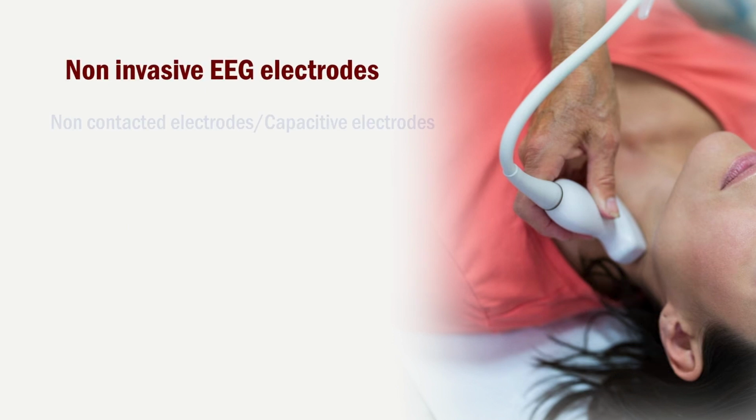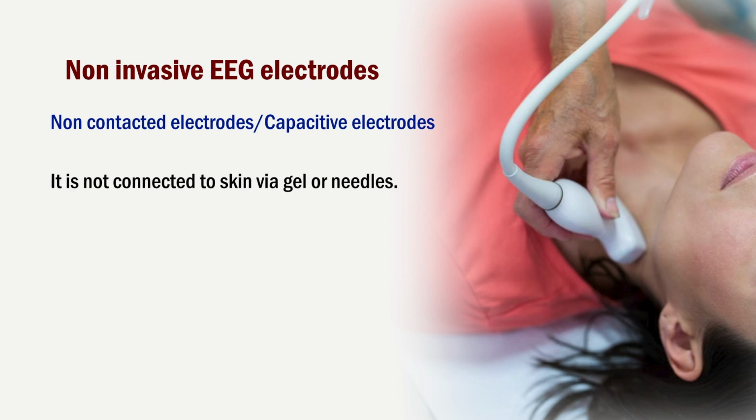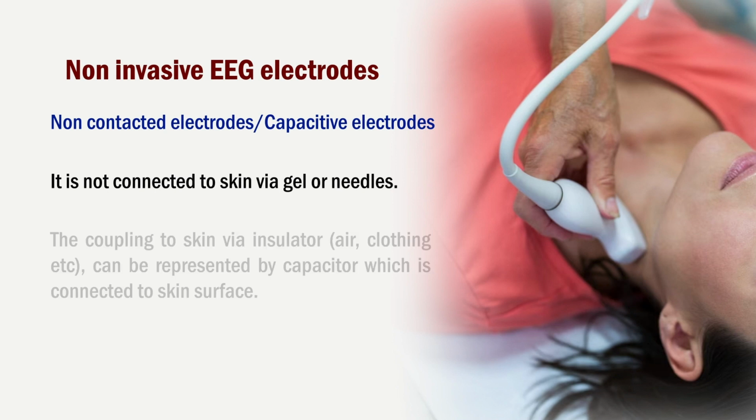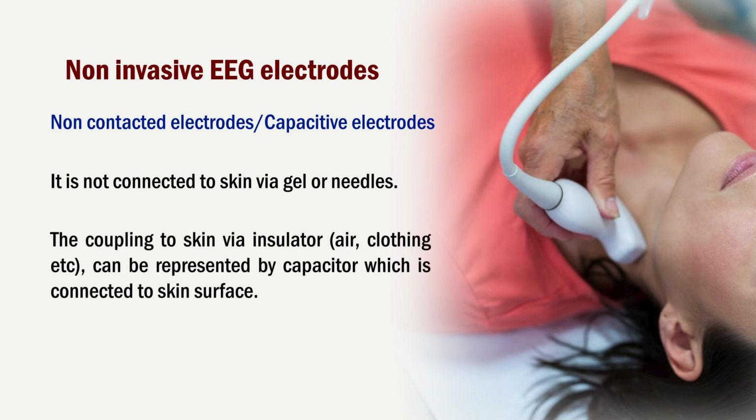And finally, we discuss non-contact or capacitive electrodes. These electrodes are not connected to the skin via gel or needles. The coupling to the skin can be provided via an insulator like air, clothing, etc., and can be represented by a capacitor, which is connected to the skin surface.